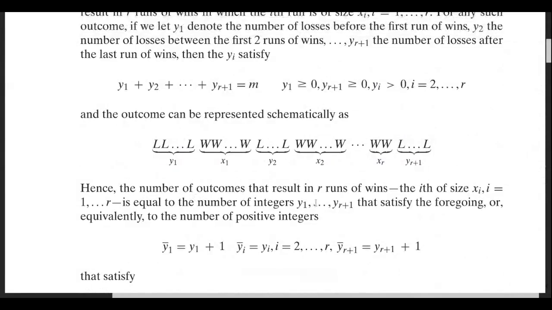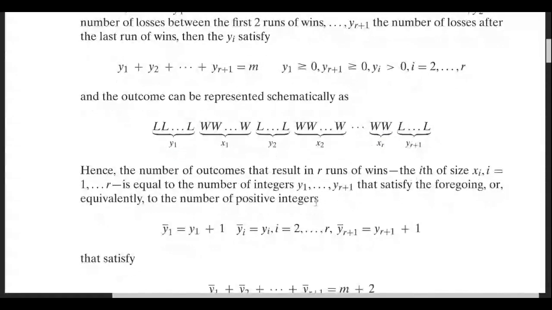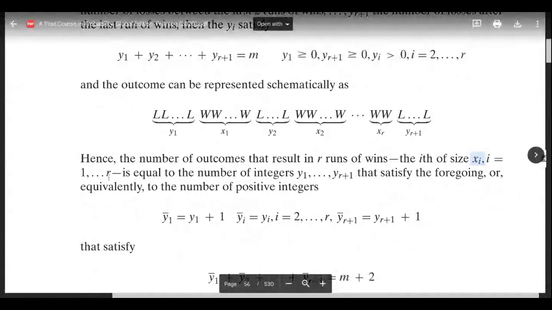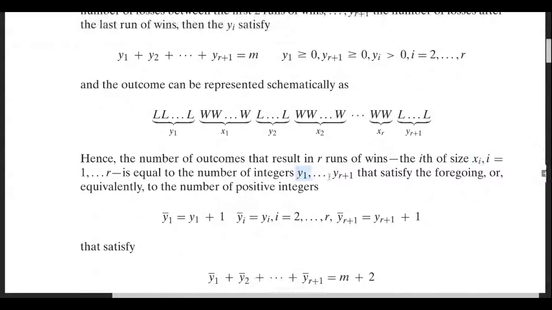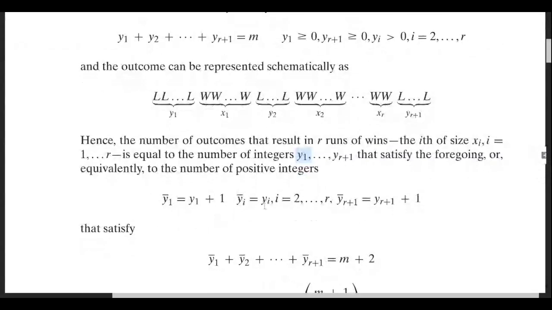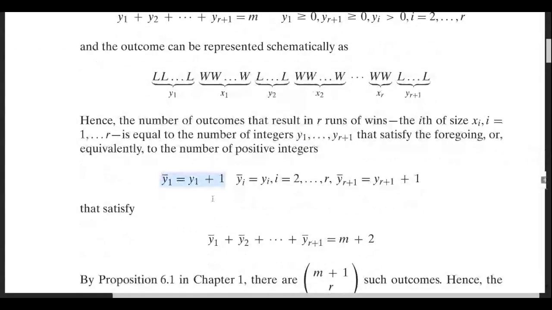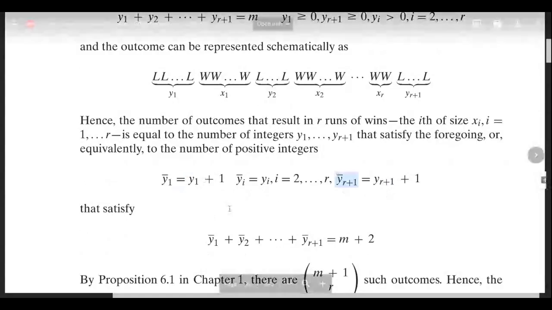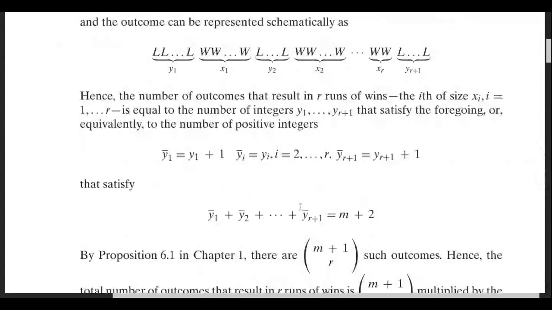So hence, the number of outcomes that result in r runs of wins of sizes xi, i equals 1 up to r, is equal to the number of integers y1 up to y r plus 1 that satisfy the foregoing, or equivalently to the number of positive integers. So y1 bar equals y1 plus 1, yi bar equals yi if i is between 2 and r, and y r plus 1 bar equals y r plus 1 plus 1. This forces y1 and y r plus 1, which can be 0, to be non-zero. So we want to force the y's to be positive, and adding all this up, we get m plus 2.